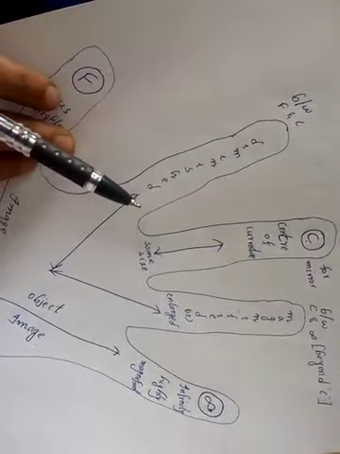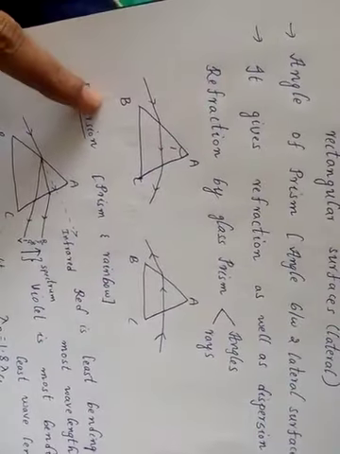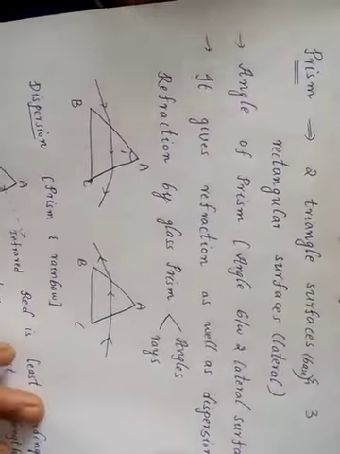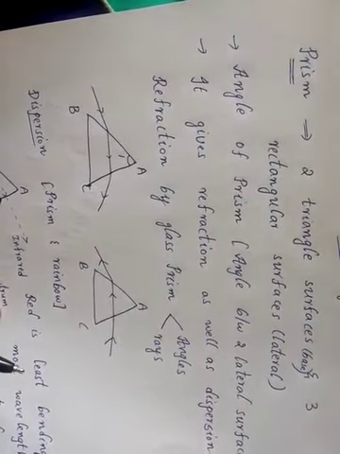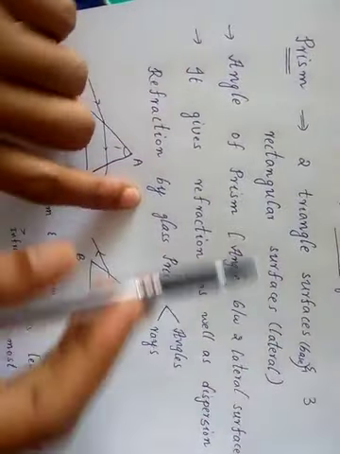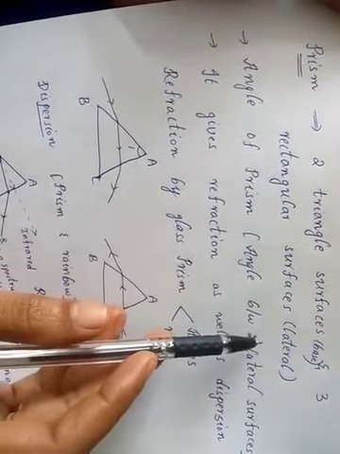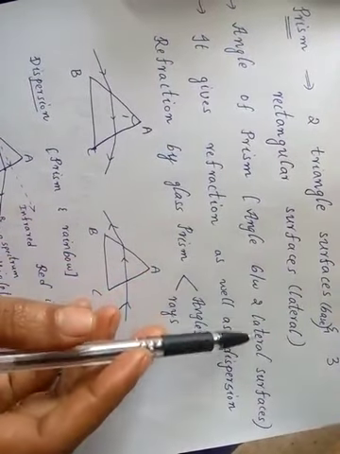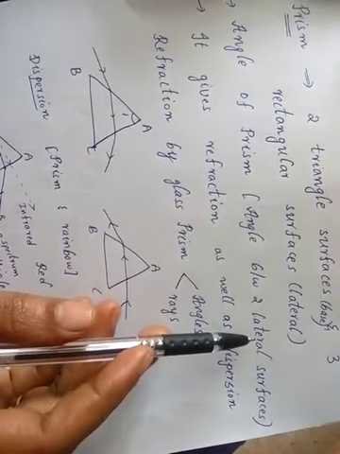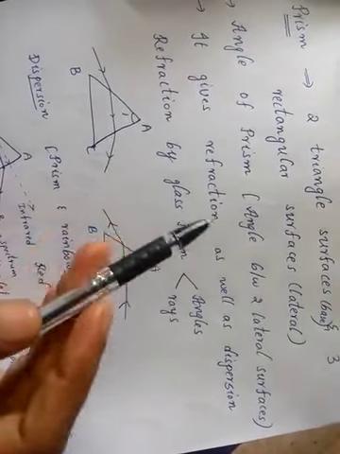Next we'll go for colorful world. In colorful world, it is starting from prism. In prism you have 2 triangle surfaces which can be taken as base, and you will have 3 rectangular surfaces which are lateral surfaces. Angle of prism means angle between any 2 lateral surfaces, we take it as angle of prism.